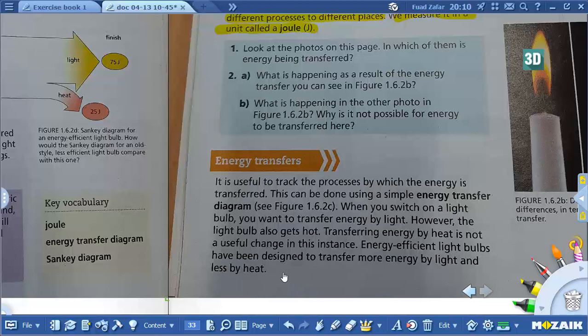So when electric energy has been converted in a bulb to give you light, you will have two types of energy, heat energy and light energy. We do not need the heat energy. You will come to the snaky diagram later on to see how it converts. That means you take more light energy and have less heat energy.